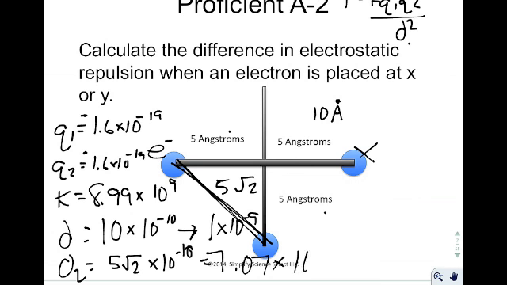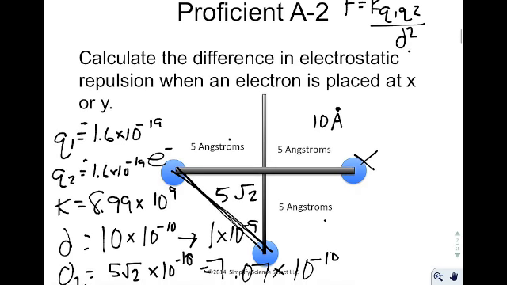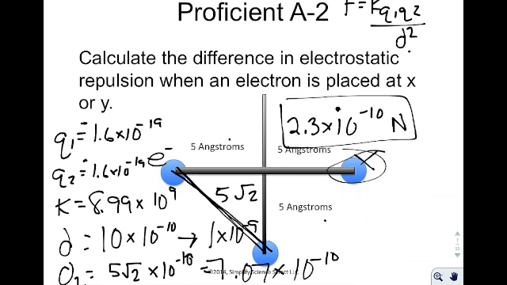7.07 times 10 to the minus 10th. Okay, so now that you have this, you can take your numbers and plug them into Coulomb's law. Okay, when you do that, you're going to get force values that are going to be very, very different. The first force value you're going to get is going to be something like 2.3 times 10 to the minus 10th newtons. That's the repulsive force between these two electrons.